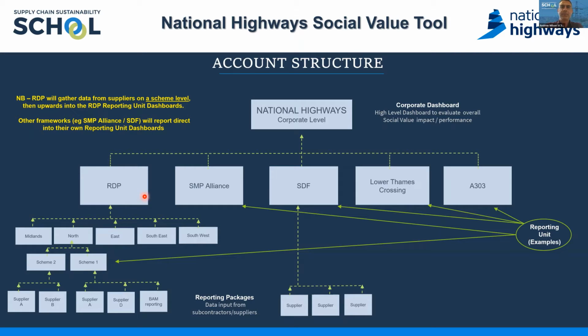And within the RDP, because of the special structure of the RDP, we'll also have regional dashboards. So if project managers and other stakeholders within National Highways wish to, they can report across their region of activity under the RDP. The other frameworks, we are working through how they will operate, SNP Alliance, Scheme Delivery Framework, etc. We're having meetings with managers of those frameworks to understand how best they can use the tool and ensure that their supply chains are regularly submitting data.